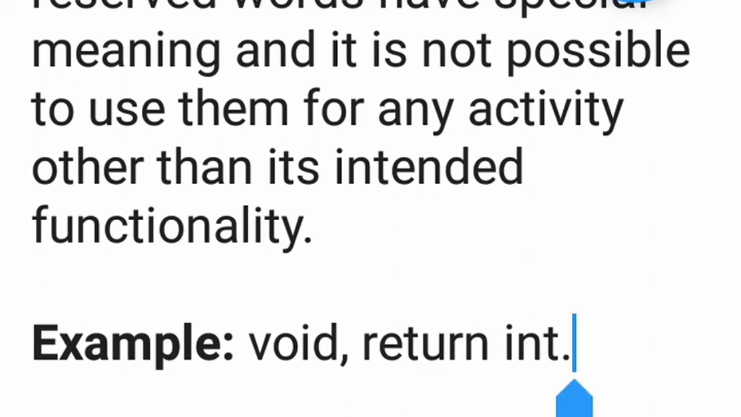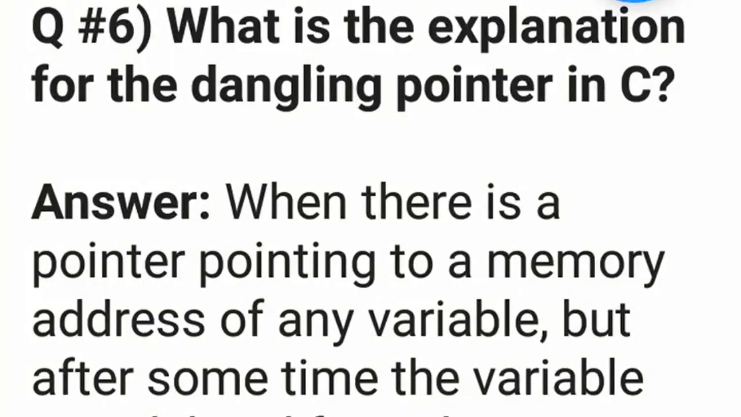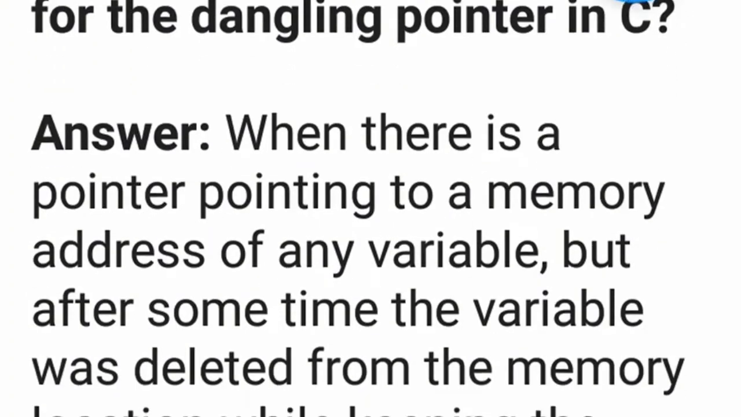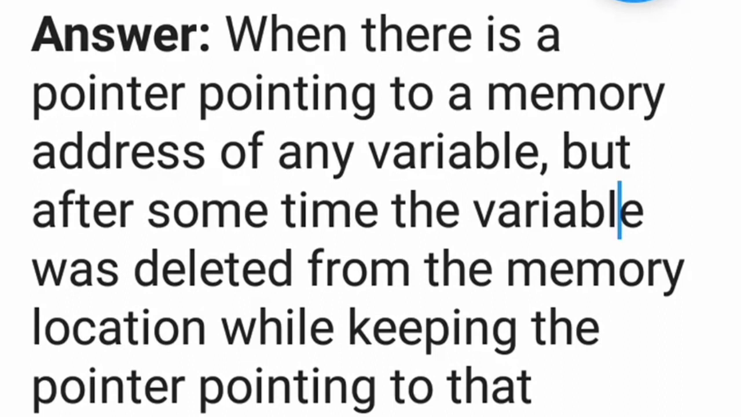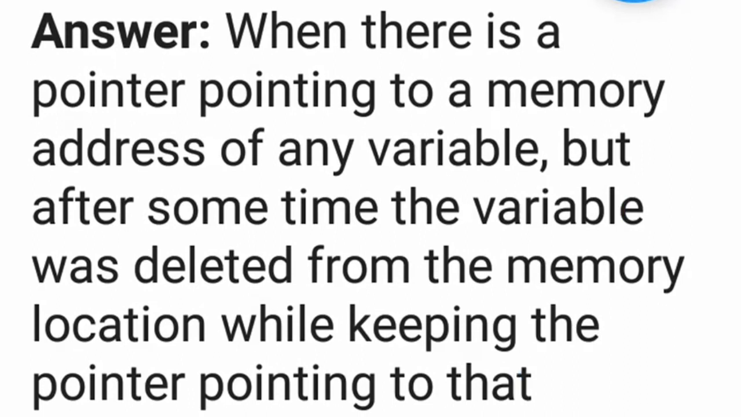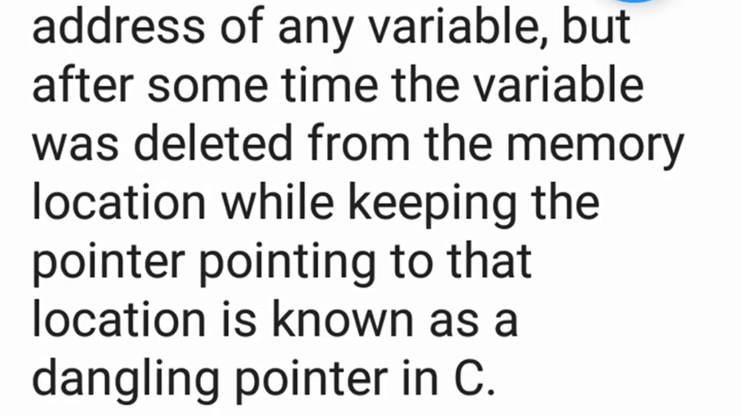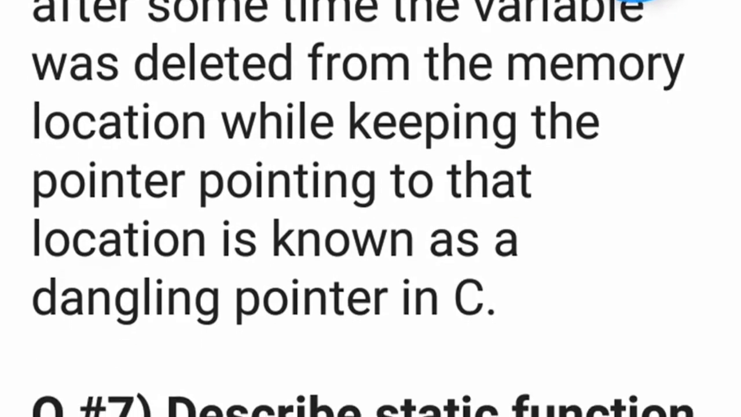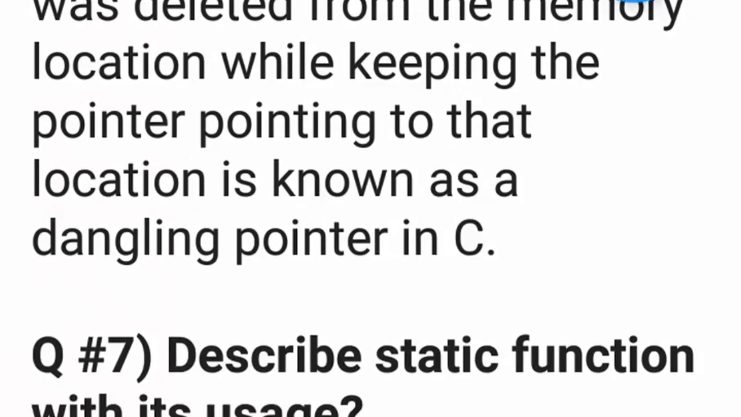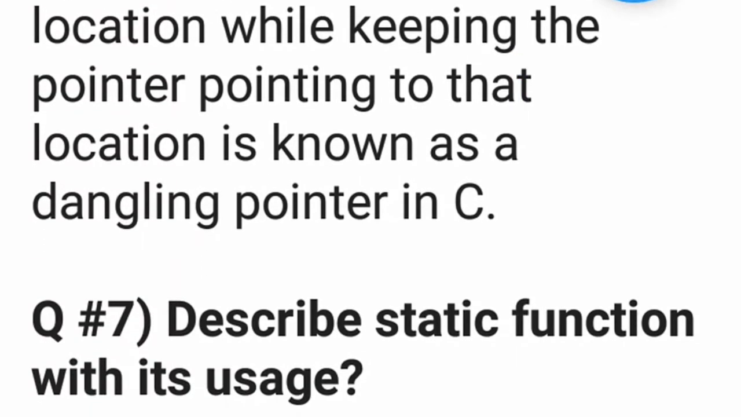Q number 6, what is the explanation for the dangling pointer in C? Answer. When there is a pointer pointing to a memory address of any variable, but after some time the variable was deleted from the memory location while keeping the pointer pointing to that location, it is known as a dangling pointer in C. Q number 7, describe static function with its usage.